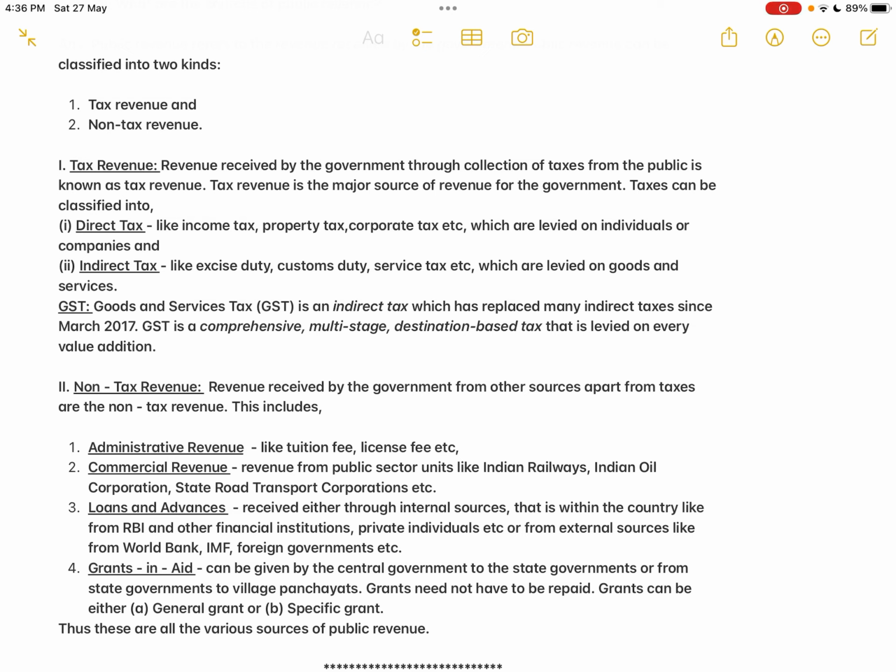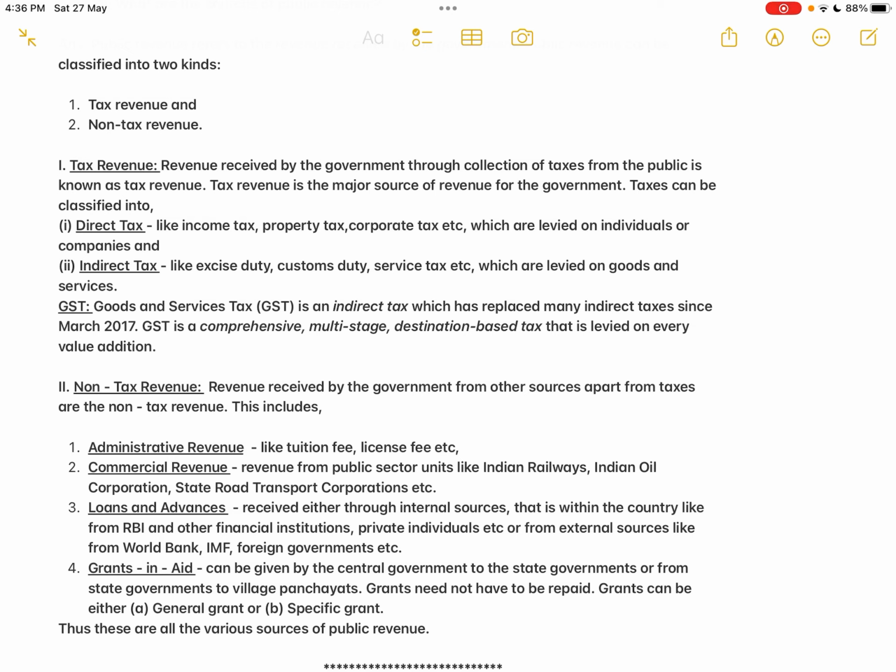So GST is a comprehensive multi-stage destination based tax that is levied on every value addition. See, from the raw material to the intermediary stage, some value is added, so the tax is paid only up to the intermediary level, and then from the intermediary level to the final goods, again some more value is added, so only that difference is paid in the GST. So on every value added, the tax is being paid.